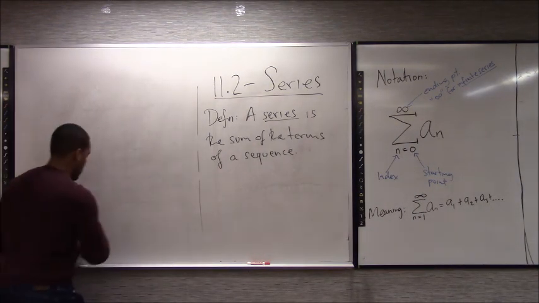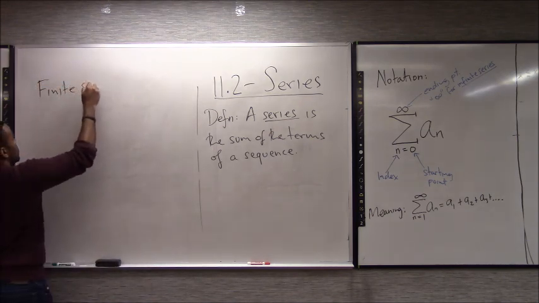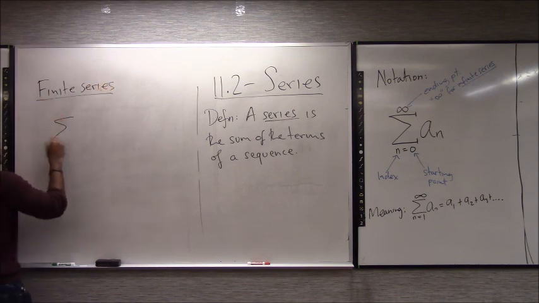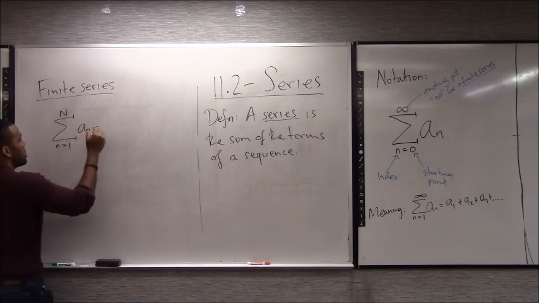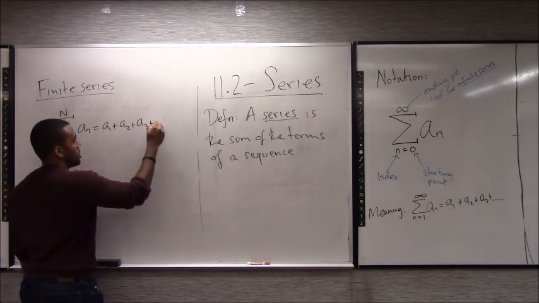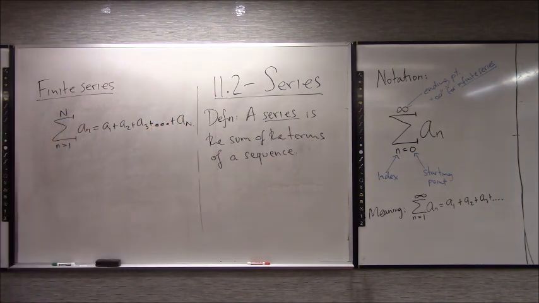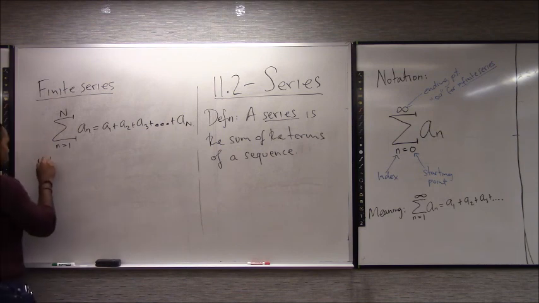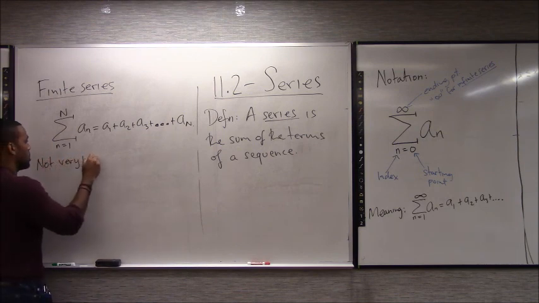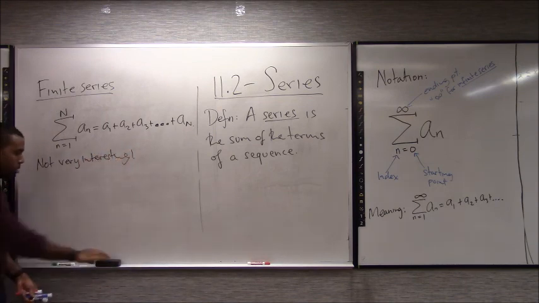Now we have finite series. This means you actually stop the process somewhere. So 1, 2, let's say a big N of a_n. This just means a_1 plus a_2 plus a_3 plus dot, dot, dot. But you eventually stop somewhere, a sub big N. Not very interesting, very rarely applicable.